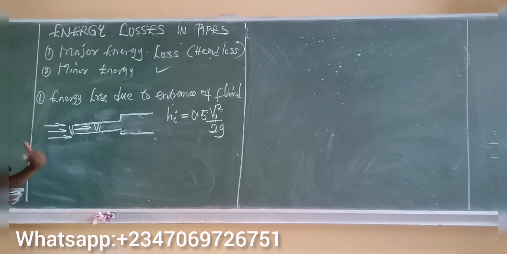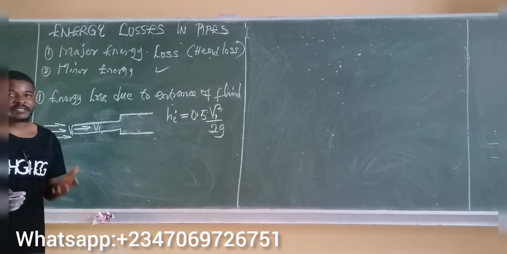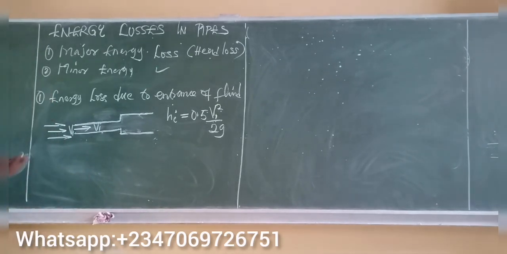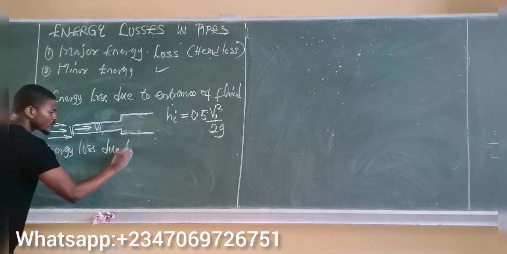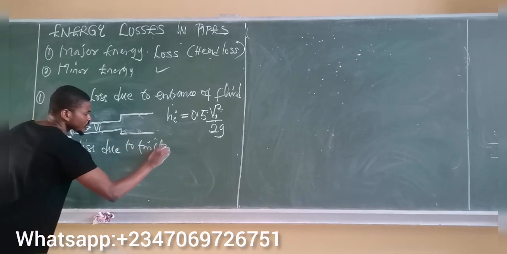Now, that is not a type of minor energy loss, but it is something that you have to keep in mind. After the energy loss due to entrance, the next thing to calculate is the major energy loss due to friction. And the best equation to use to calculate that is the Darcy-Weisbach equation. I'm just going to put an asterisk since it's not a minor energy loss. It's just for you to keep in mind that after calculating the energy loss due to entrance, the next thing to find, immediately the fluid is inside the pipe, is the energy loss due to friction, using the Darcy-Weisbach equation.